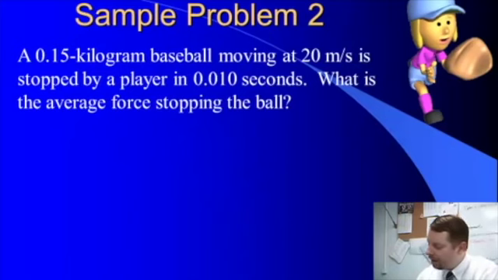A 0.15 kilogram baseball moving at 20 meters per second is stopped by a player in 0.01 seconds. What is the average force stopping the ball? A little bit more complex here. So let's take a look.